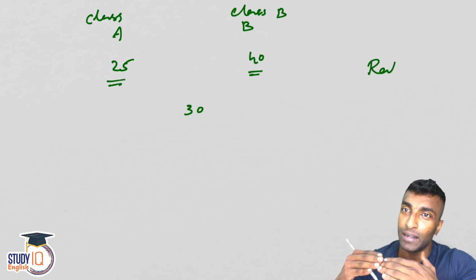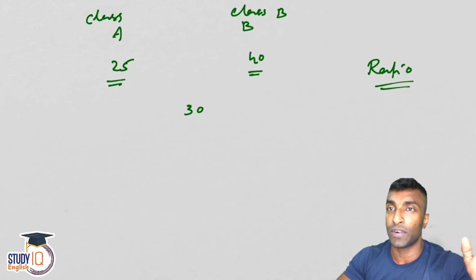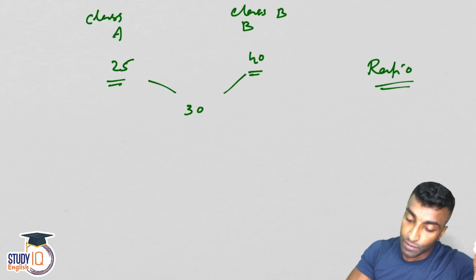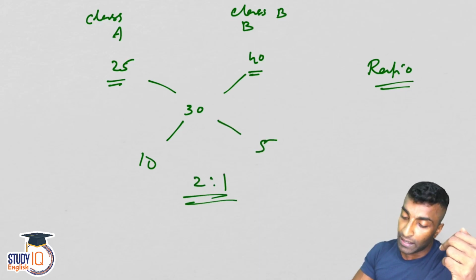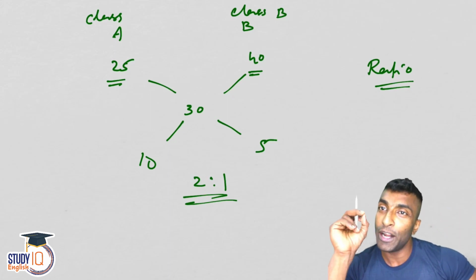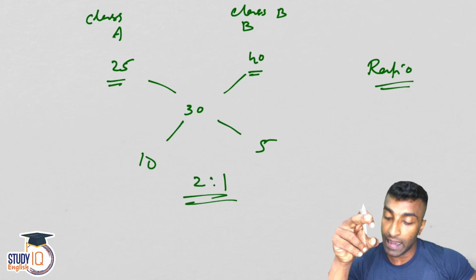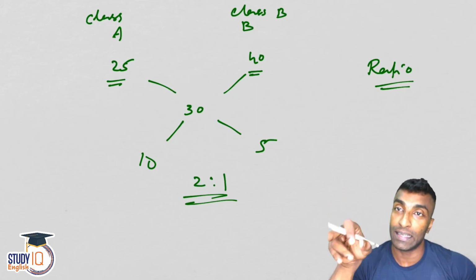It is pretty simple. So the first question they can ask you is, what is the ratio of students of class A and class B? So what is that? 40 minus 30, that is going to be 10. 25 and 30, that is going to be 5. So it has to be in the ratio 2:1. The ratio will be 2:1. So I know the number of students in class A and class B should be in the ratio 2:1.